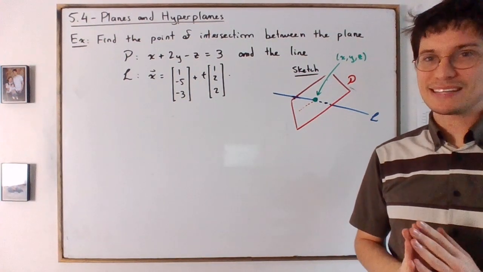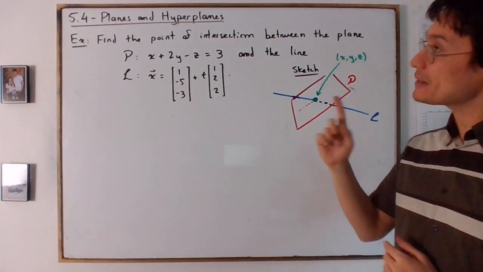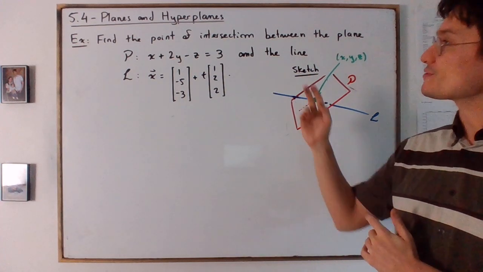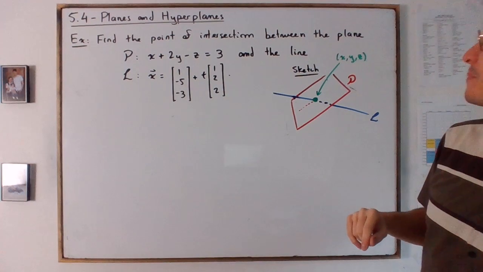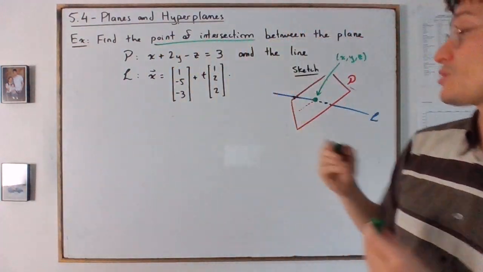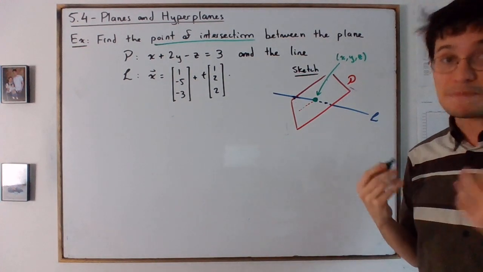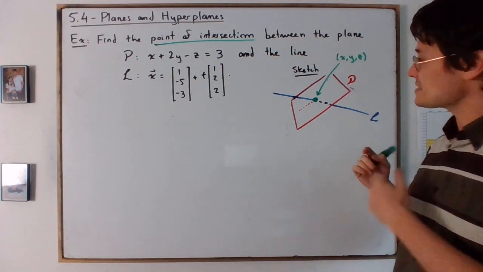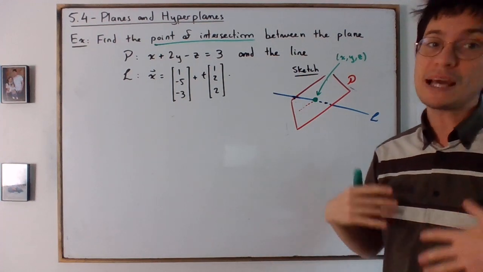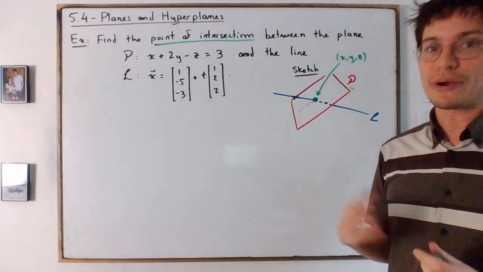Hi, linear algebra students. In this section, planes and hyperplanes, we'll do an example, which is to find a point of intersection between a plane and a line. So the thinking process is to use the fact that the point will be both part of the plane and part of the line. We will write that soon.